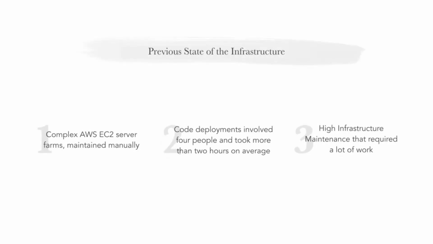Legacy monolithic application and web services needed to be transformed into infrastructure as code and re-architected along the way. The previous state of our infrastructure was complex AWS EC2 server farms maintained manually. Code deployments involved 4 people and took more than 2 hours on average, and high infrastructure maintenance required a lot of work. And we looked at different platforms out there. We looked at Apache Mesos, we looked at Kubernetes, and our decision was to build our own orchestration service in-house.